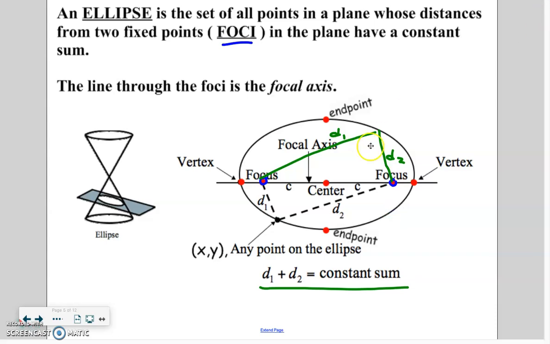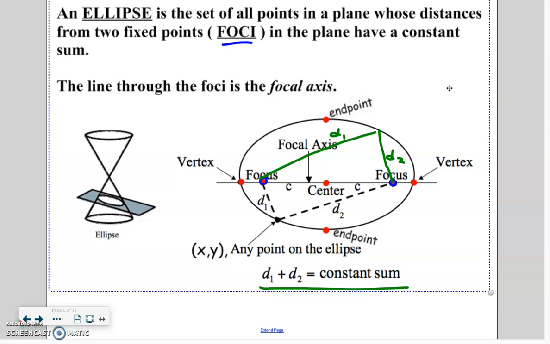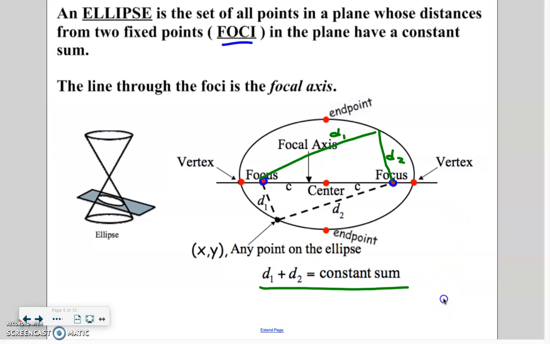All right? So what questions could I answer so far about the foci, about this idea of a constant sum, physically where this structure comes from? So far, so good?